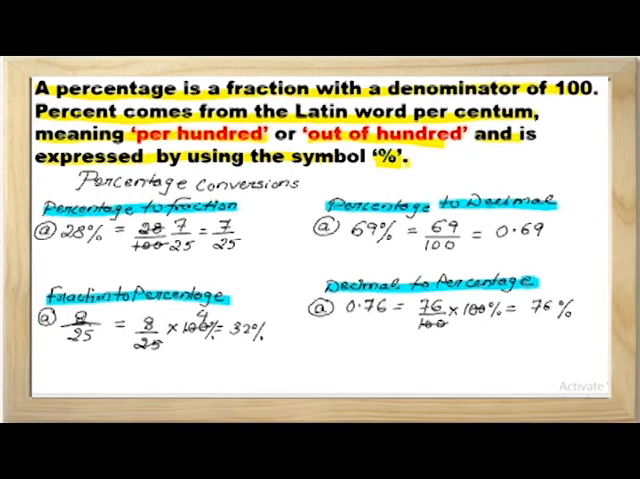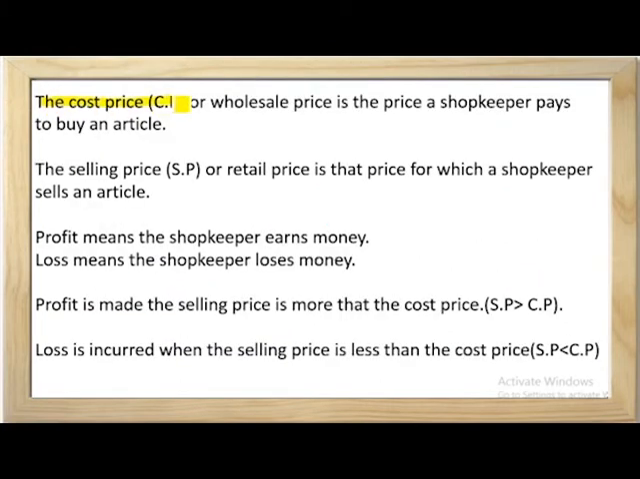Cost price or wholesale price is the price a shopkeeper pays to buy an article. The selling price or retail price is that price for which a shopkeeper sells an article.